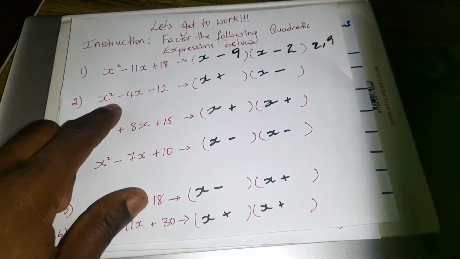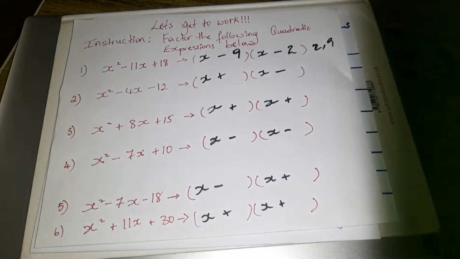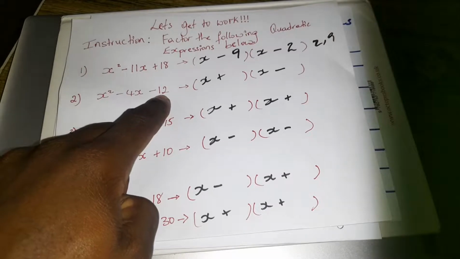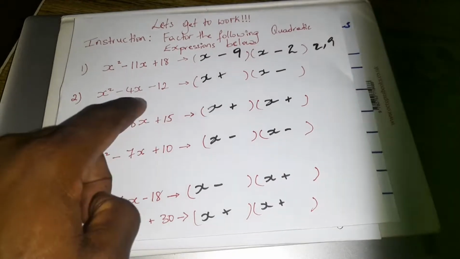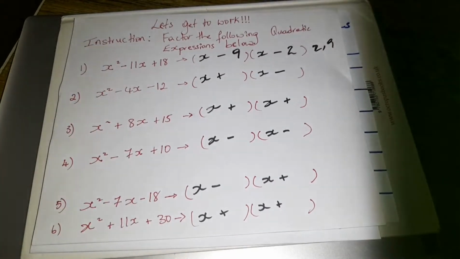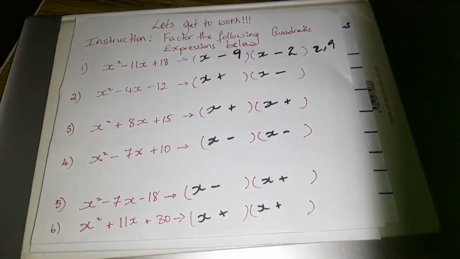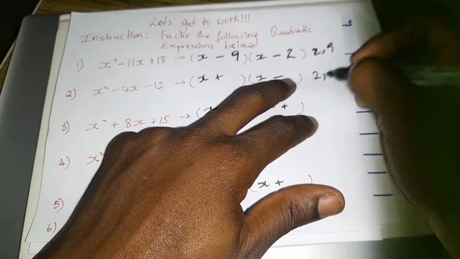So, this is a level 3 question. This is where I said now you have to be more careful. Which 2 numbers, when you multiply, you get 12, but when you subtract the smaller number from the bigger number, you get 4? Which 2 numbers are those? That is 2 and 6.